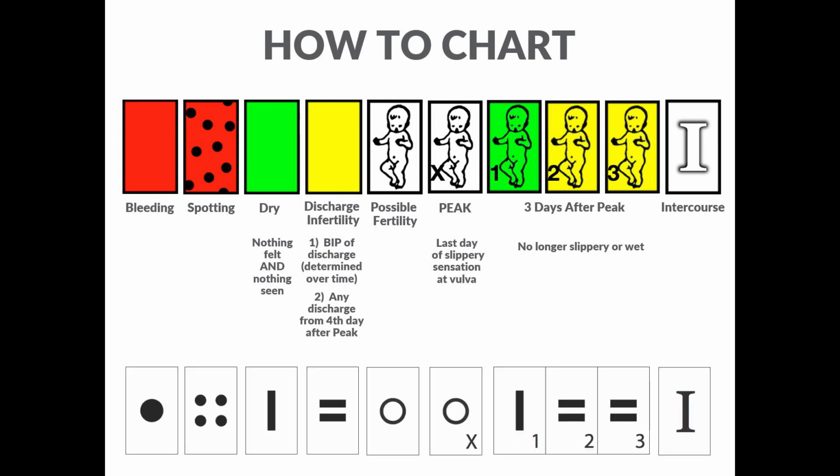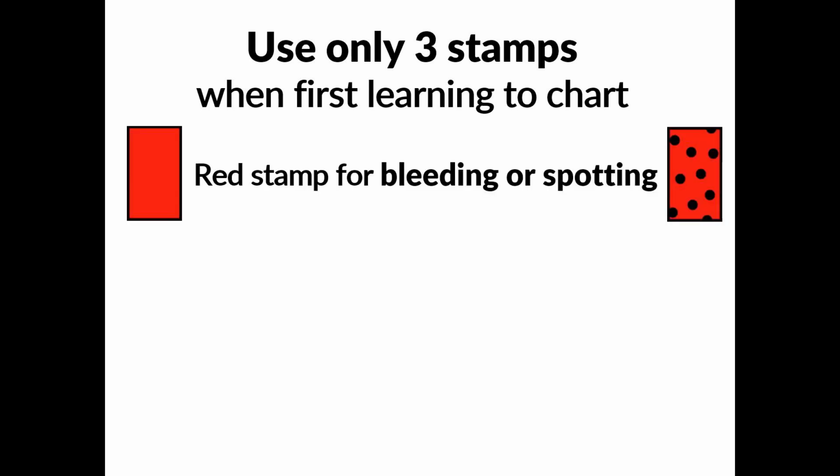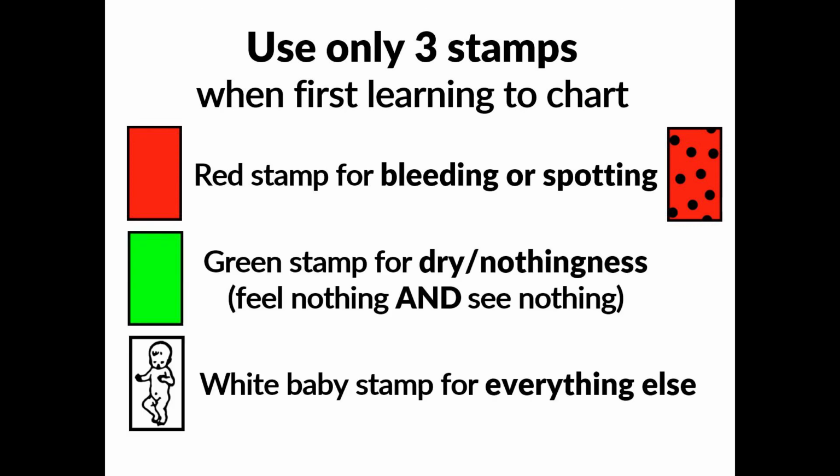Now Billings also has a series of symbols that are shown at the bottom of the screen. These are very helpful when you are teaching someone who does not have access to either the app or to using the paper charts. If they're just using paper, they can use these symbols. But otherwise, we do encourage the stamps just because the colors are a lot easier to see and to immediately recognize and understand. All right, so when you're first learning to chart, you're only going to use 3 stamps. All you get is the red stamp for bleeding, green stamp for nothing felt and nothing seen, and white baby for everything else. Okay? So stick to those 3 stickers, red, green, and white at first.